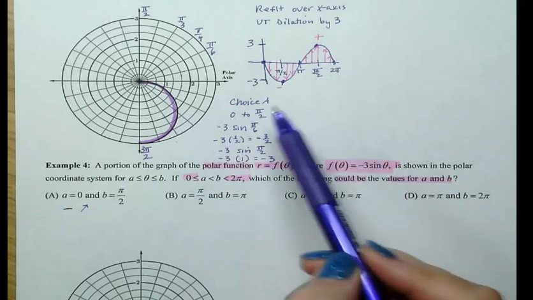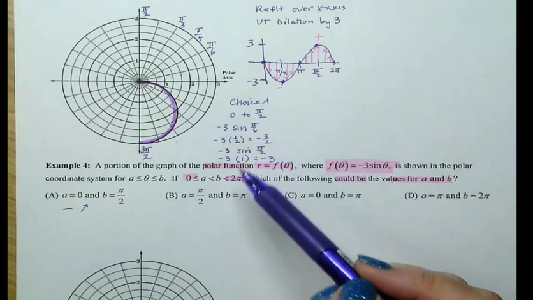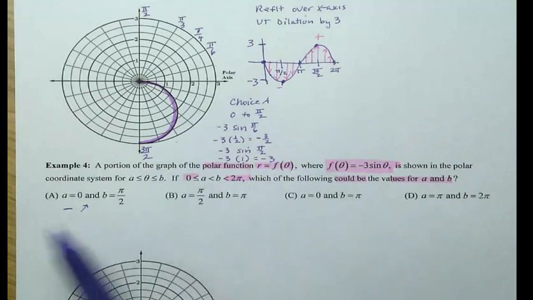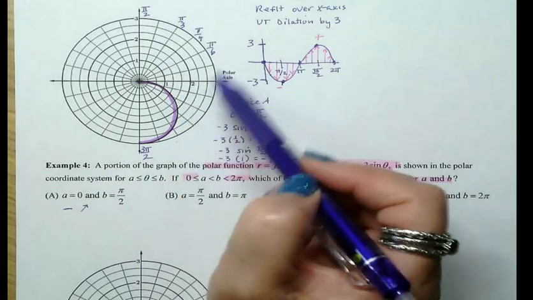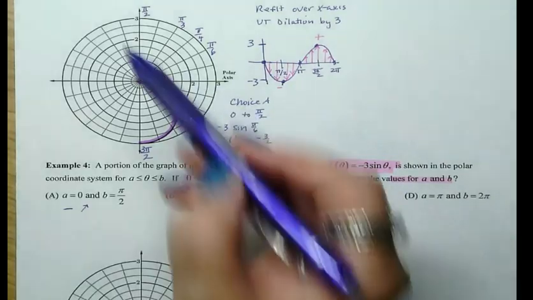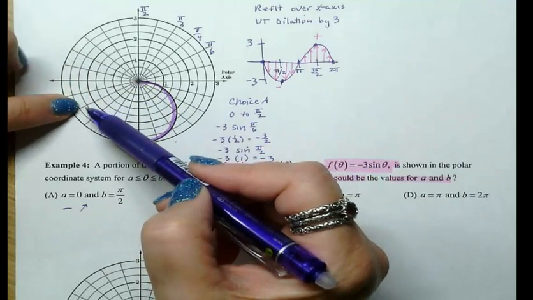So for choice A, I tested out pi over 6 because I knew sine of pi over 6 is 1/2, a little easier to work with. And I tested out sine of pi over 2 because I would be looking for values from 0 to pi over 2, so those first quadrants. So when I did pi over 6, I got -3/2. So at pi over 6, the -3/2 would be back this way.